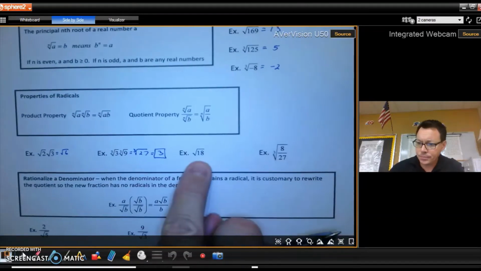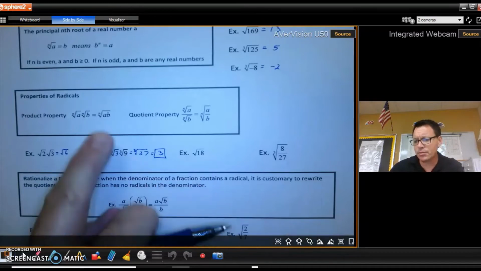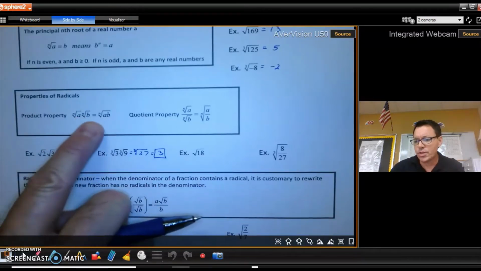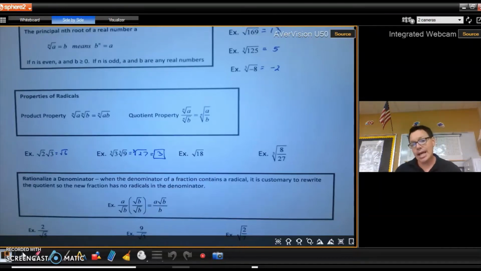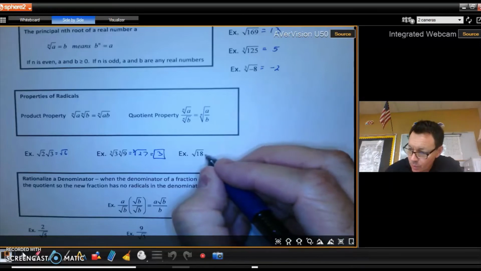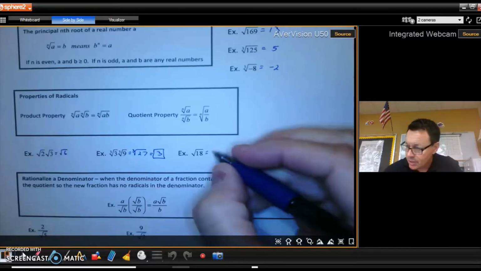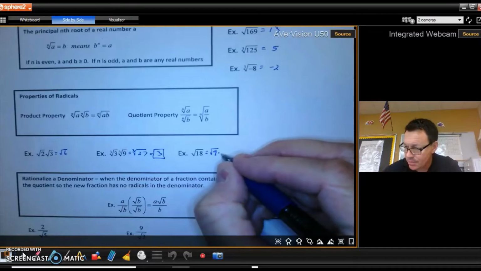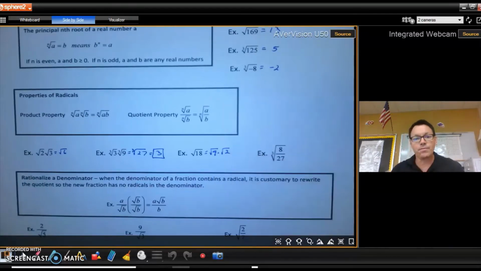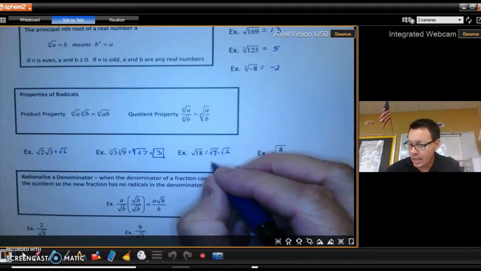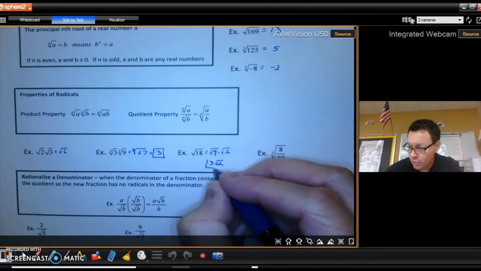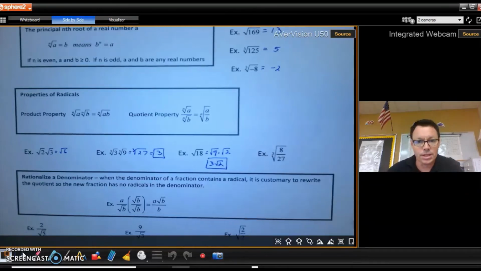This next example would be an example of going the other direction. I have one great big radical, the square root of 18, and I'm going to simplify this because 18 contains a perfect square. 18 is 9 times 2. So if I re-split this up into the square root of 9 times the square root of 2, so I'm factoring that, now I can take the square root of 9 and simplify it, and I get 3 radical 2, which is the simplified version of radical 18.